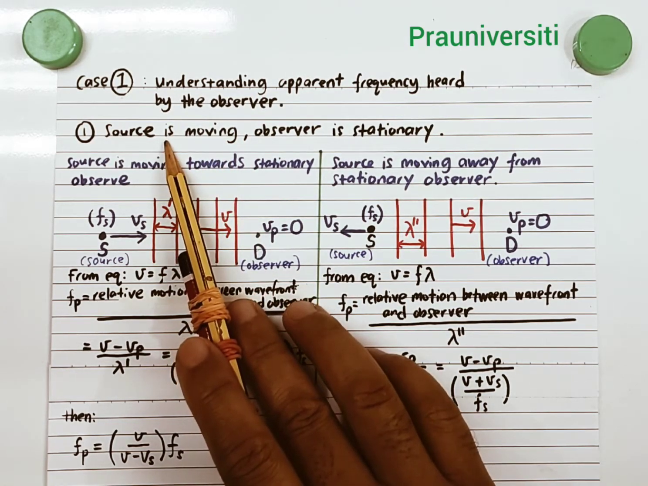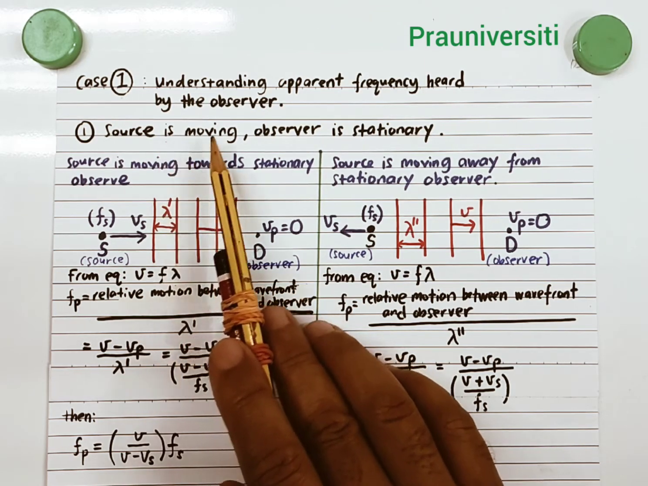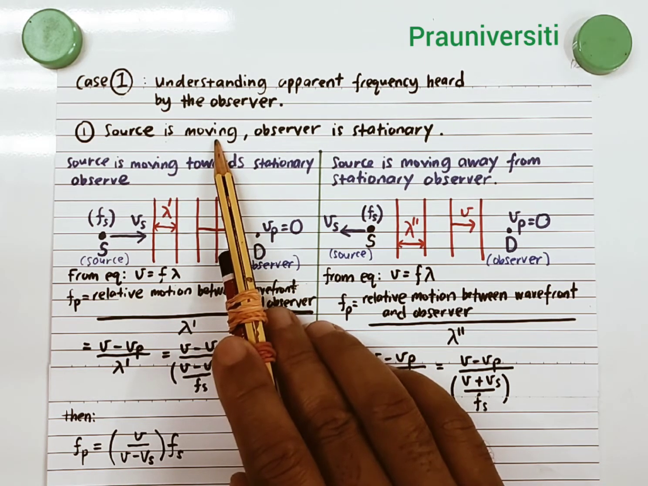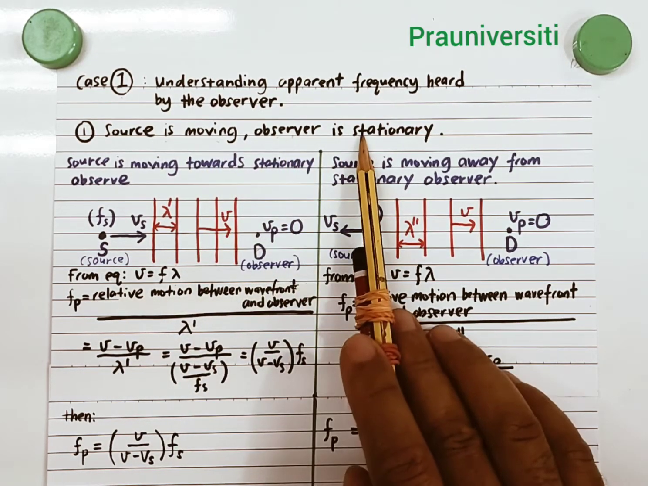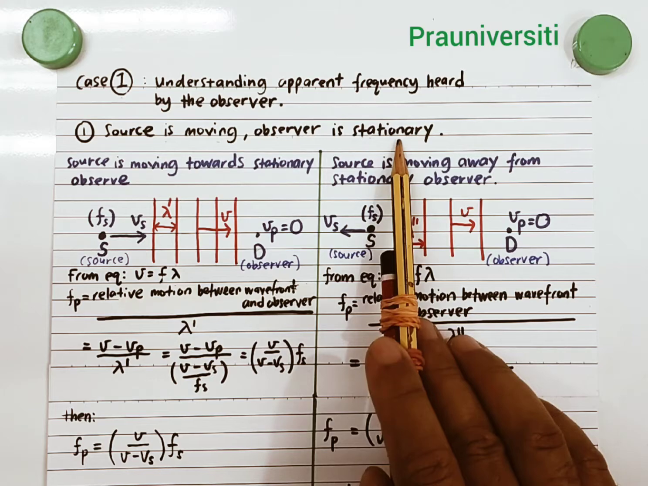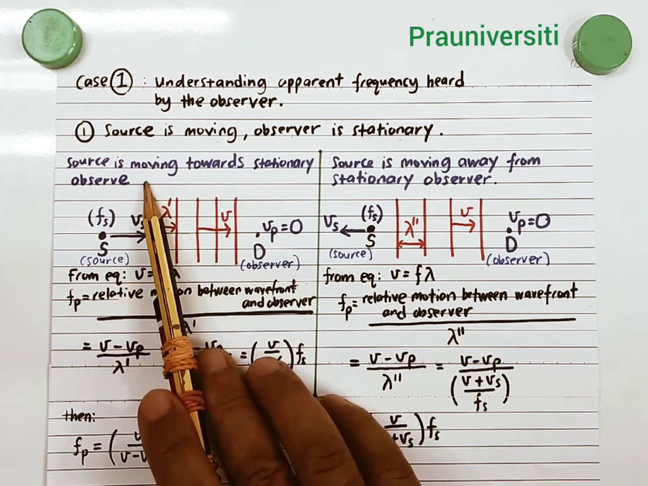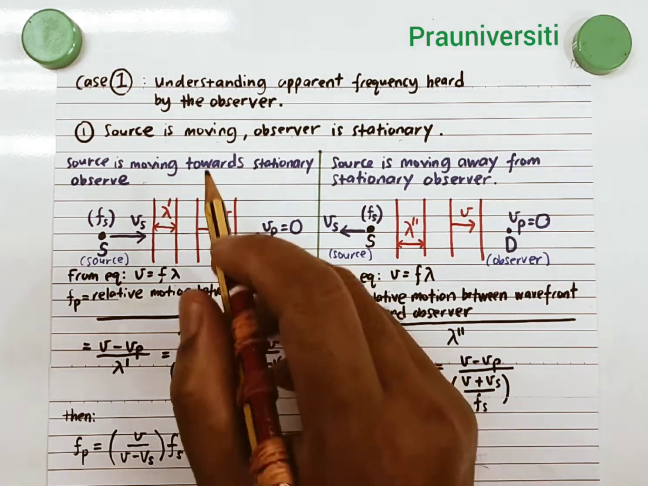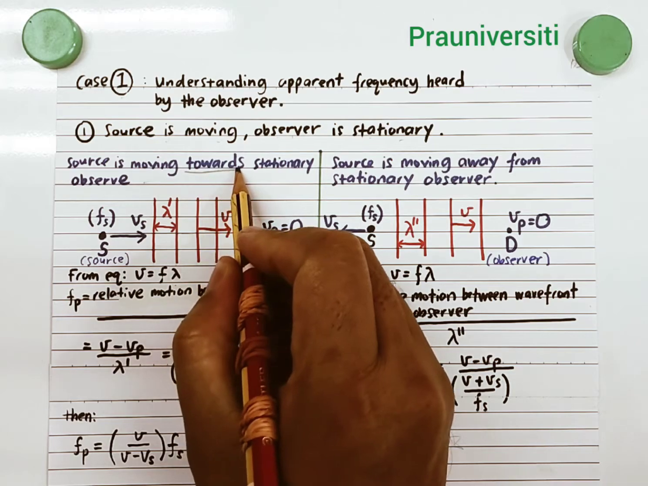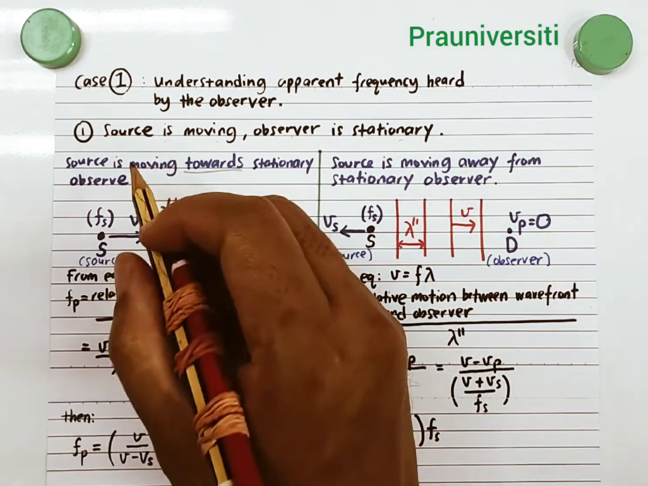Case number 1, in general, is that the source is moving. The source of the sound wave is moving, but the observer is stationary, which means the observer is not moving. So for case 1, the source is moving towards the stationary observer.